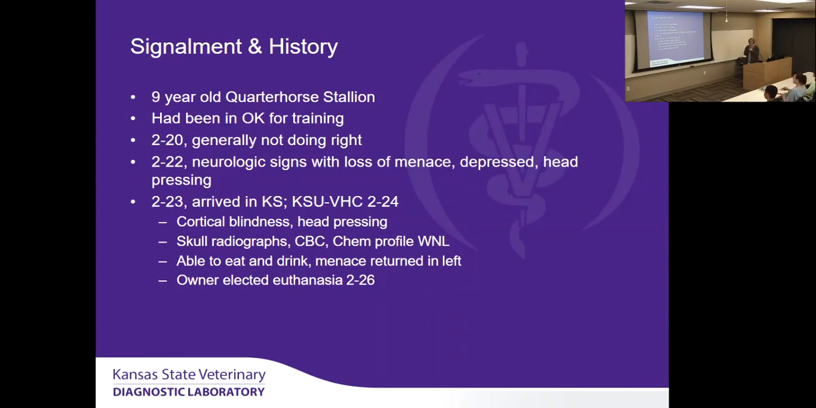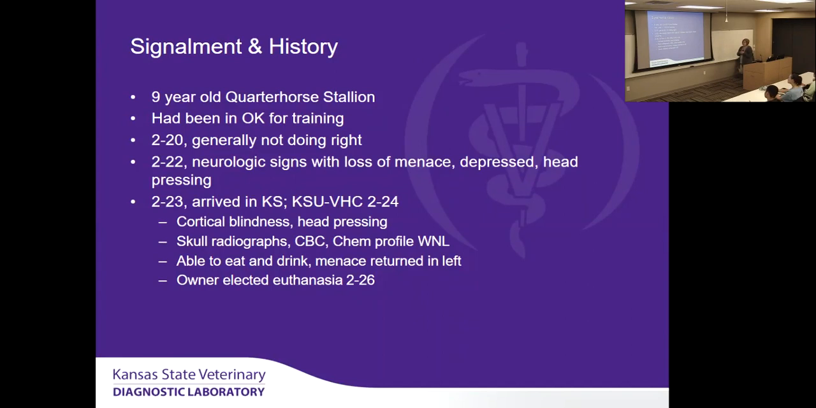They had noticed at the trainer on the 20th that he just seemed to be a little bit off, but they didn't really give anything specific. On the 22nd, he was seen by a veterinarian there in Oklahoma, and they did a sort of neurologic exam because they felt that they were seeing signs that were associated with some kind of neurologic disease.